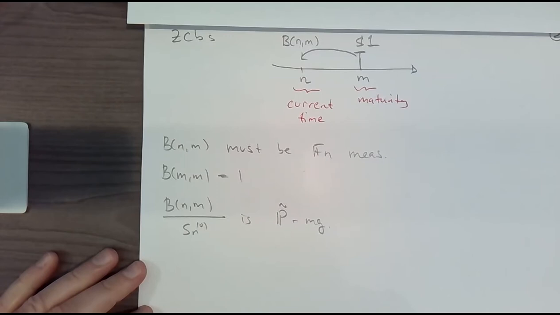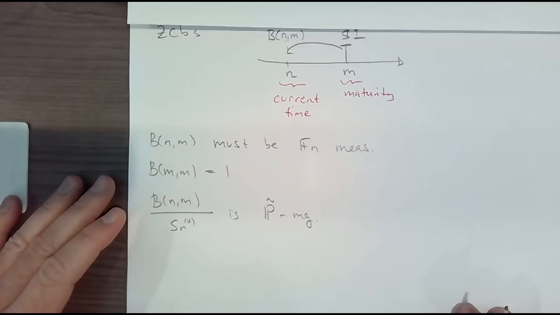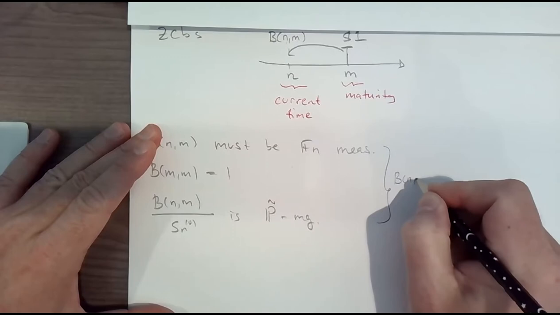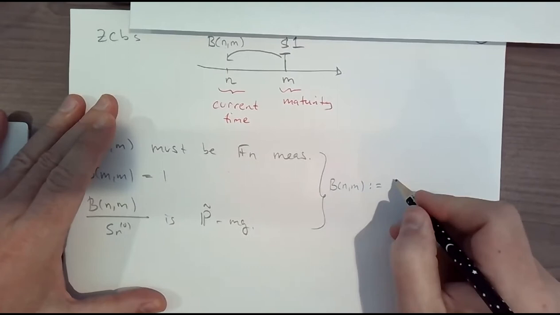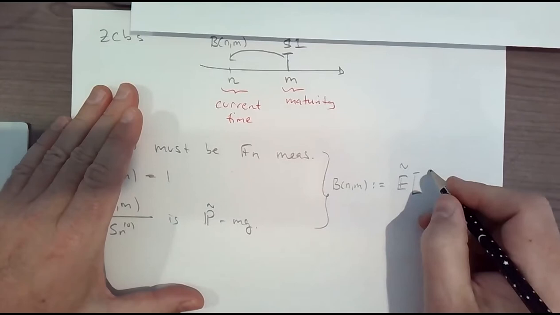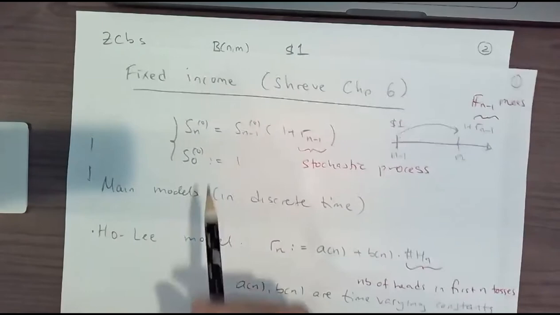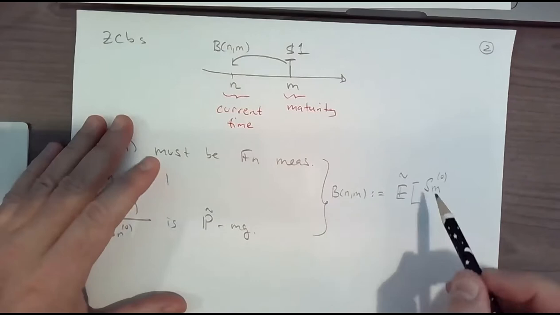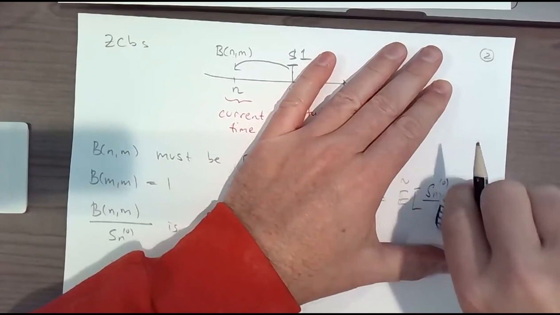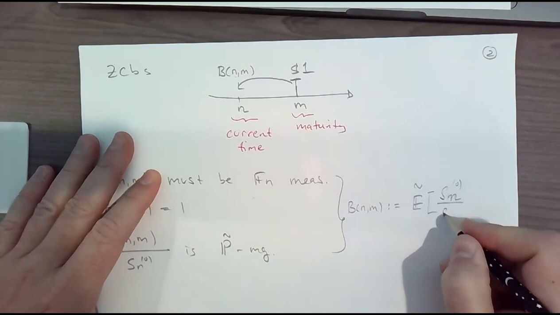So all these things lead us to say that B(n,M) is defined as, so that's the definition, the conditional expectation of what? Of S_M^0, so that's the bank. That's this one here. The zero is up there. So we have the bank account at time M divided by the bank account at time M, given F_n.